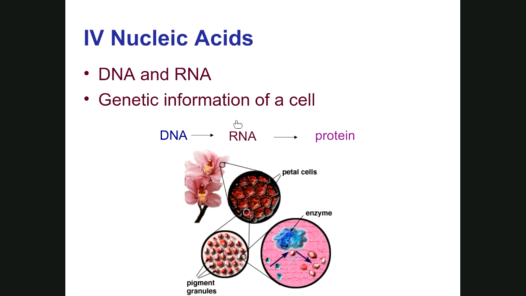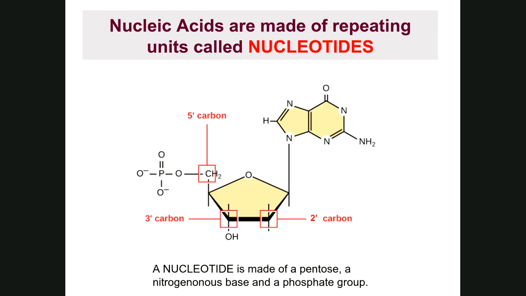Nucleic acid is also a polymer. What is the monomer that makes this nucleic acid? We call it nucleotide. Nucleotide, exactly, Amani. This is a nucleotide. Look at the nucleotide together. Me and you right now, it is made of what? What is that, Amani?